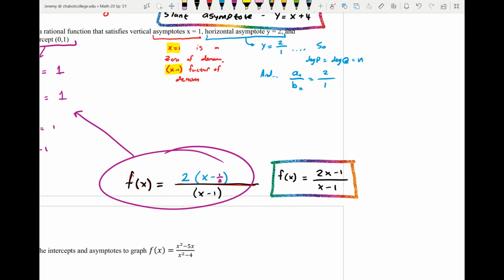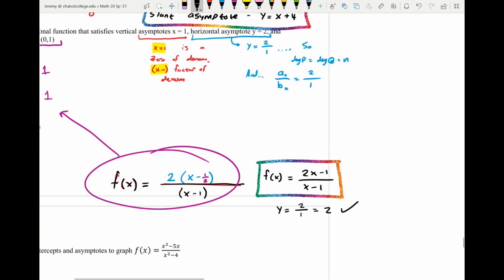Well, it's a 0 of the denominator, and it doesn't cancel with any common factor in the numerator, so yes. Is the horizontal asymptote y equals 2? Well, the degree of the numerator and denominator are both 1, so they have the same degree. So then the horizontal asymptote is going to be the ratio of the leading coefficients, which is 2 over 1, which is 2. So, check, it satisfies that second condition.